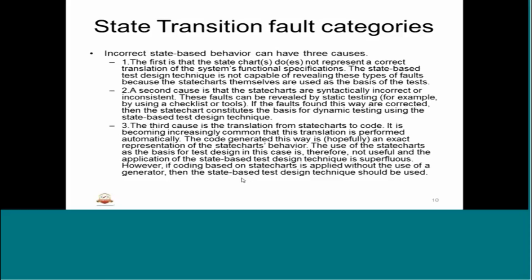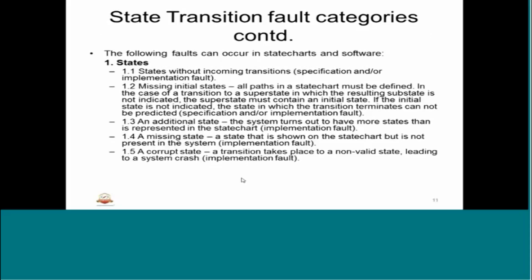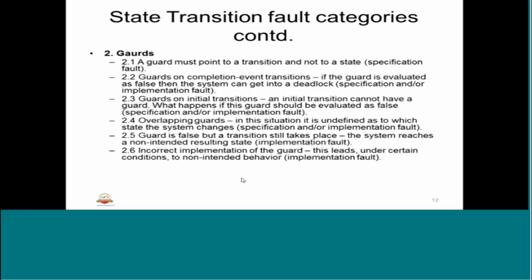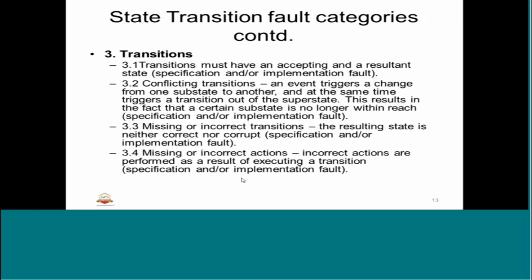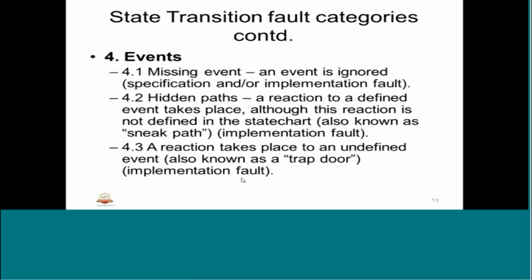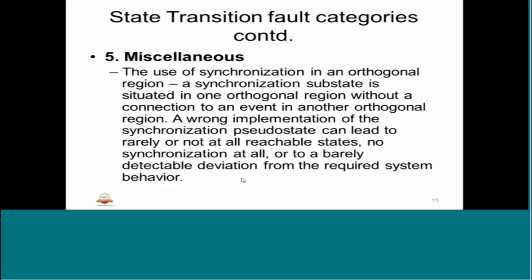Then the state transition fault categories can also be listed. The fault categories can occur in the states; about 5 state faults can be there. Then we have guards. Then we have transitions; about 4 transition faults can be there. Then we have events, 4 types: missing event, hidden paths, and a reaction that takes place but with an unidentified event. Then we have a synchronization issue where multiple regions or multiple subsystems are involved, and there is no synchronization between these two, and states are changing independently. That also is a fault or a failure.